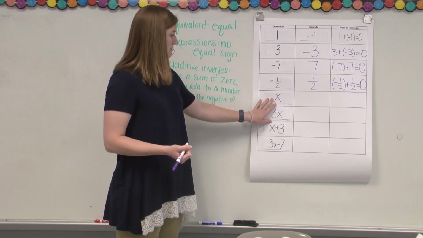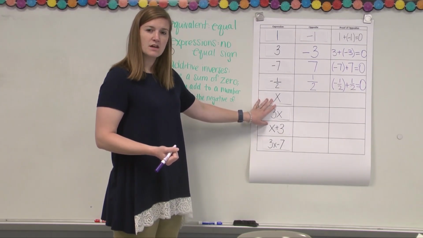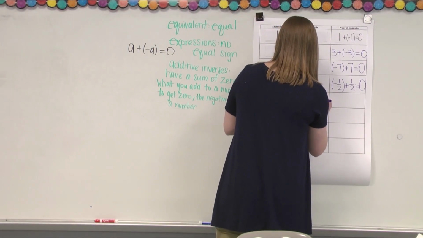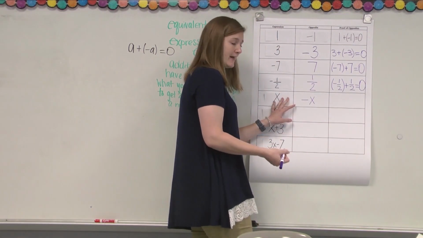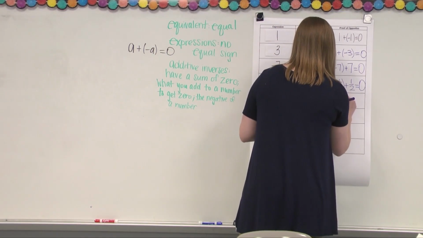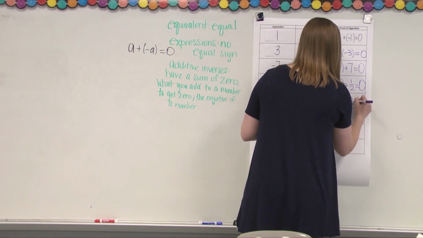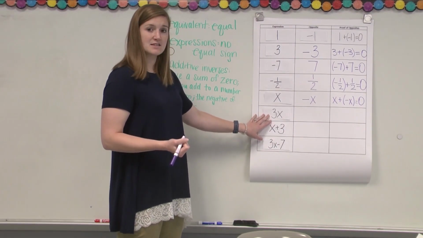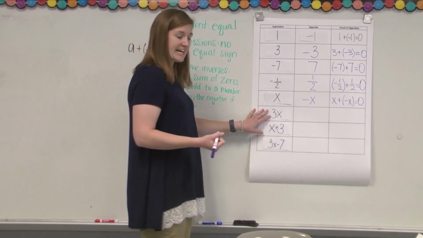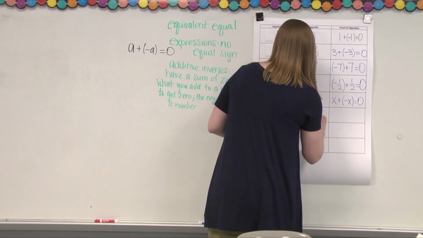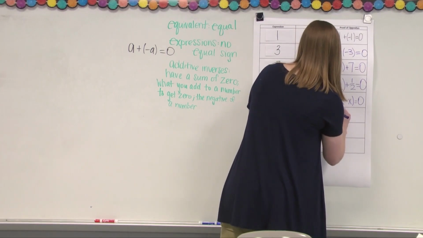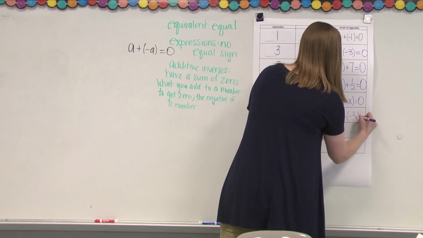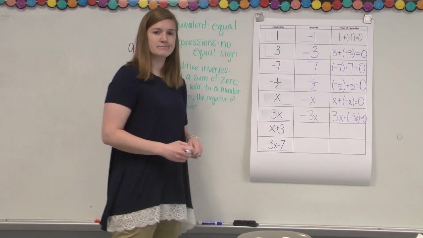Okay, moving on, I have x as my expression. The opposite of x is negative x. To prove that they're opposites, I'm going to add them together. x plus negative x equals 0. 3x is my expression. The opposite of 3x is negative 3x. To prove that they're opposites, I'm going to add 3x plus negative 3x, and it does equal 0.